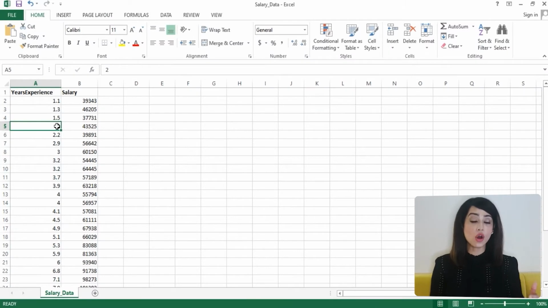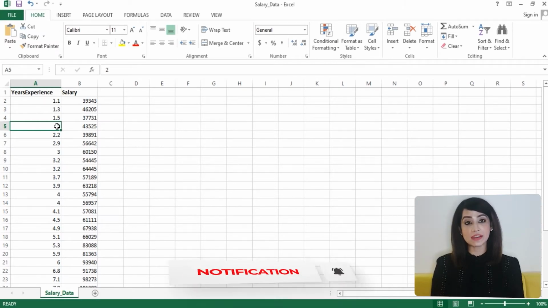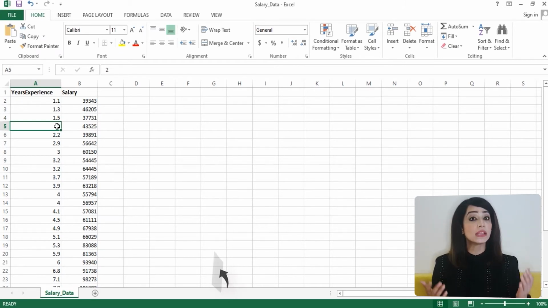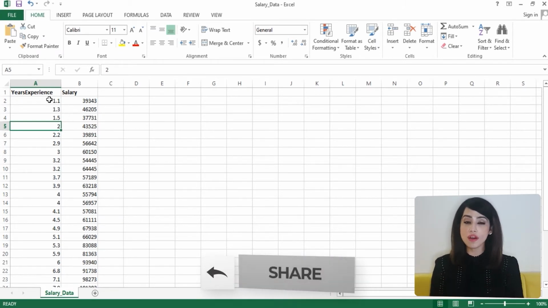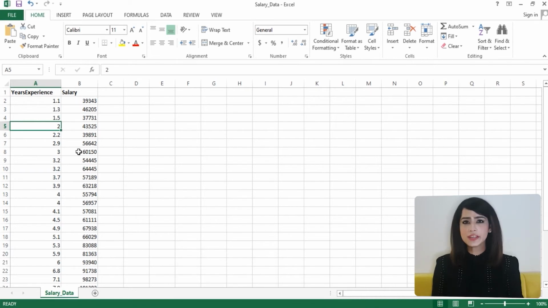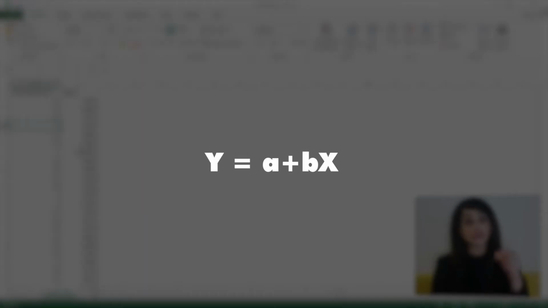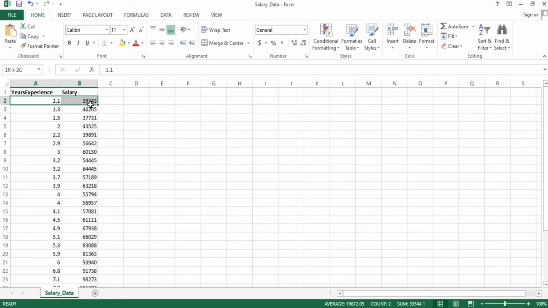So let's begin. We have the data of some employees whose years of experience and salary are given, where salary is dependent on the years of experience. So we would find the linear regression equation on this data. We already know from the last lecture that the linear regression equation is of the form y = a + bx. So first, we would create the scatter plot between the two variables.